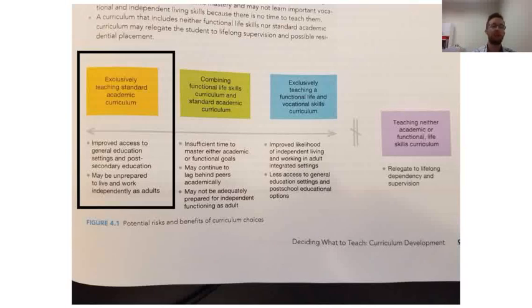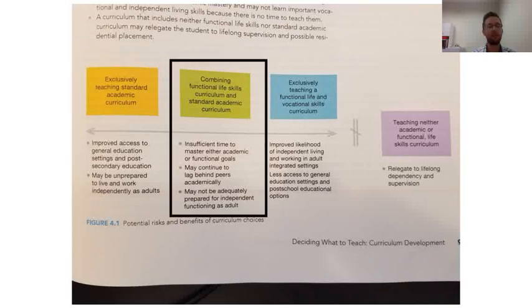Another way to look at it is that if everyone on their IEP team is focused on their academic skills, then in some cases many students will be unable to care for themselves, and therefore they might not even get access to certain settings where they can live and work independently as adults.